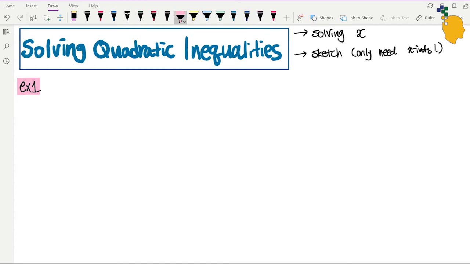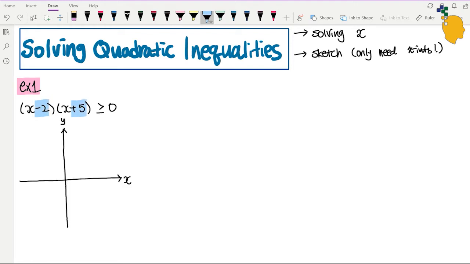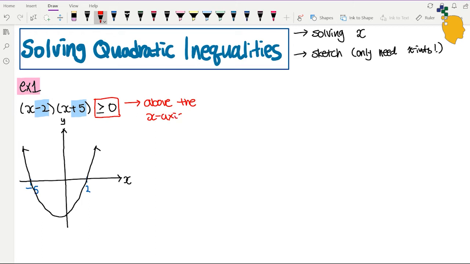We have (x minus 2)(x plus 5) is greater than or equal to 0. Greater than 0 means we are looking at above the x-axis because your y value has to be positive. So let's sketch with our x-intercepts early. Since it's factorized, it's very easy to find the x-intercepts, which are 2 and negative 5, and smiley face, and you'll get this graph. And let's shade the region when y is positive, so above the x-axis.